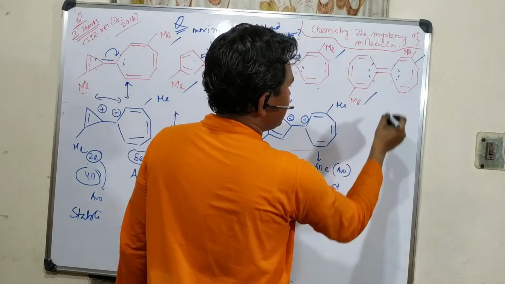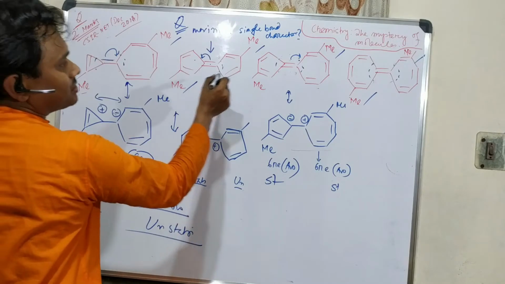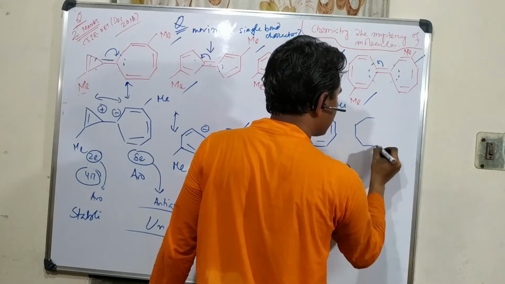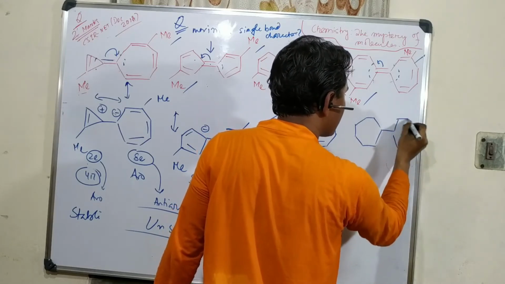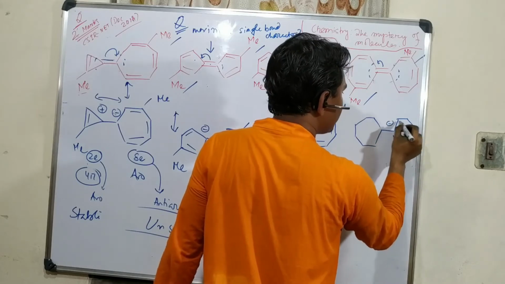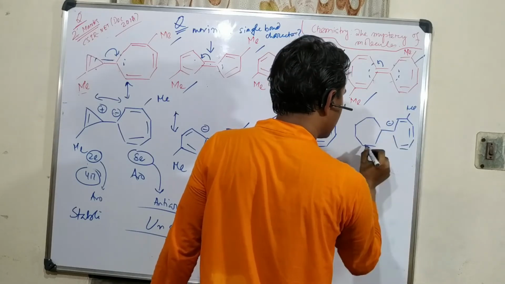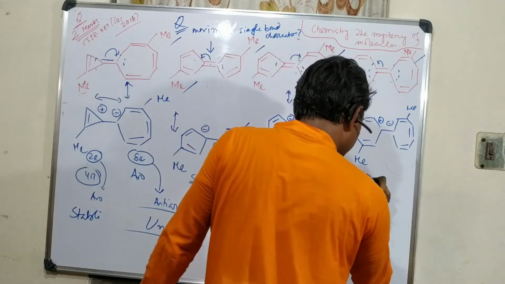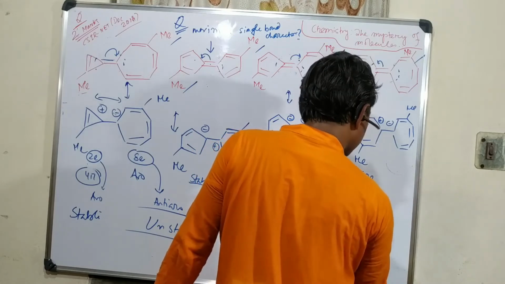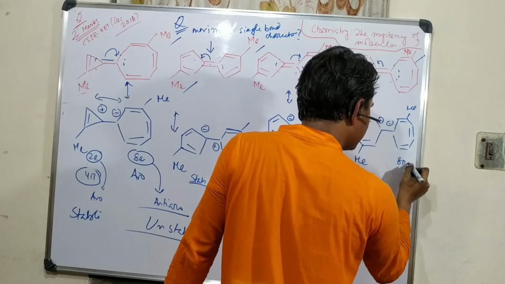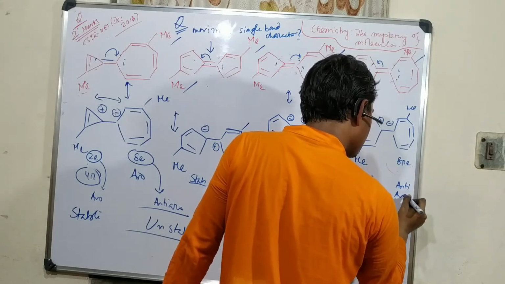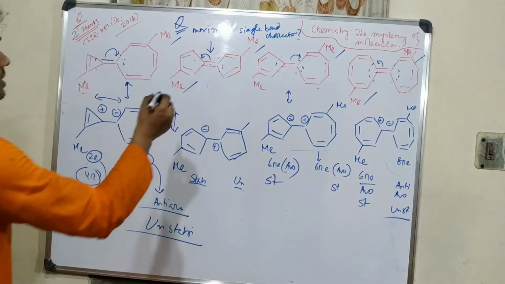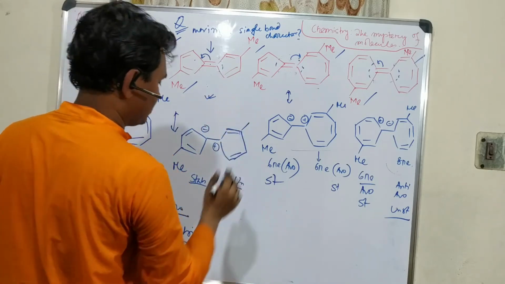Now let's consider this, which is similar to this, a symmetrical structure, so we will draw only one. If this side, what will happen? So one is negative and one is positive. One side positive means 6 pi electrons, aromatic, so stable. This is 8 pi electrons, anti-aromatic, so unstable. Okay. So what is our achievement? One part is stable, one part is unstable.